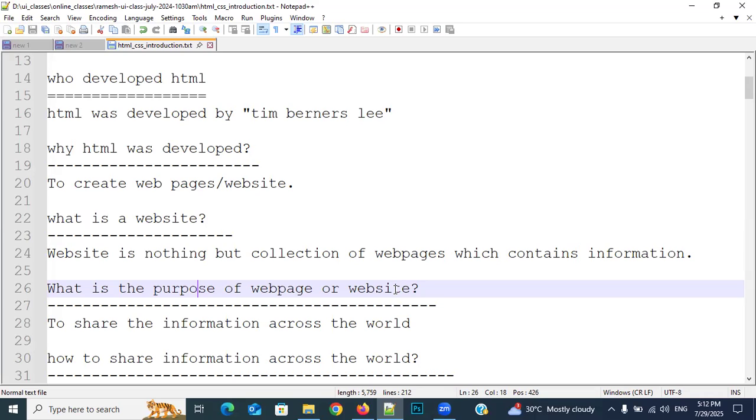For example, how are we sharing information? On YouTube, we are sharing information in the form of video. On Kuku FM, we are sharing information in the form of audio. On Myntra or Amazon, we are sharing information in the form of images and text. On Wikipedia and Google, we are sharing information in the form of text. So finally, whatever it may be, through web applications, what are we sharing? Information only. Is it clear, everyone? Kindly respond.